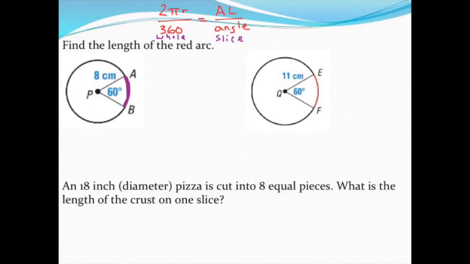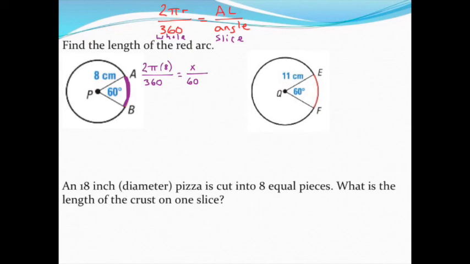I want to find the arc length from A to B. So I'm going to set up my proportion as circumference, which is 2 pi times the radius, which is 8, over 360, which is my total degrees in the circle, 360 degrees. I'm going to set that equal to x, which is the arc length. That's what I'm trying to find, the distance from A to B around the circle, and then match that up to the angle of my slice, which is 60 degrees. So there's my proportion.